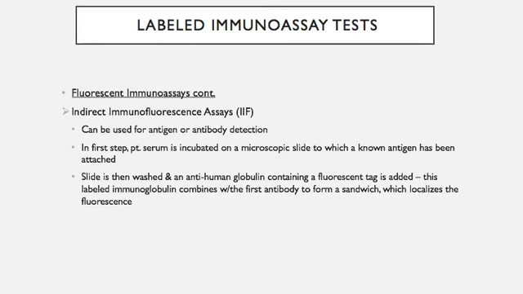Okay, indirect immunofluorescence assays can be used for antigen or antibody detection. In the first step, you've got the patient serum that is incubated on a microscopic slide where you have a known antigen that has been attached. The slide is then washed and an anti-human globulin containing a fluorescent tag is added. So that labeled immunoglobulin combines with the first antibody to form a sandwich, which localizes that fluorescence, makes it easier to see.